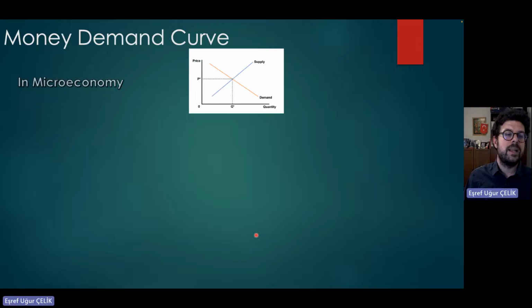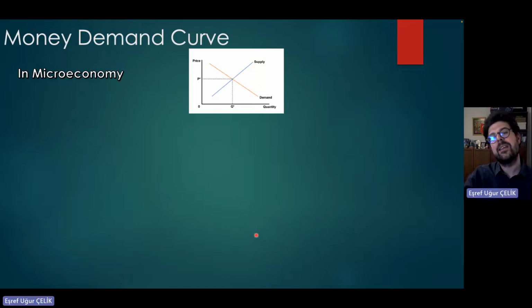Let's come to the money demand curve. Before coming to the money demand curve, let's again focus on the previous term, demand and supply. In demand and supply, we see that on the vertical line, we use price. On the horizontal line, we use quantity. But today we talk about the money part. The quantity becomes money quantity, the amount of money. But what can we put rather than price?